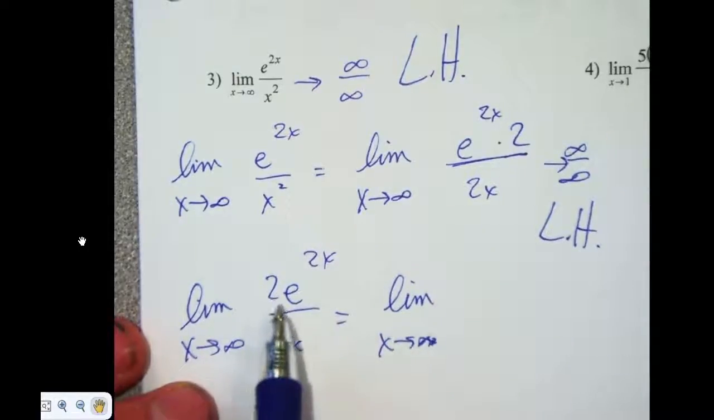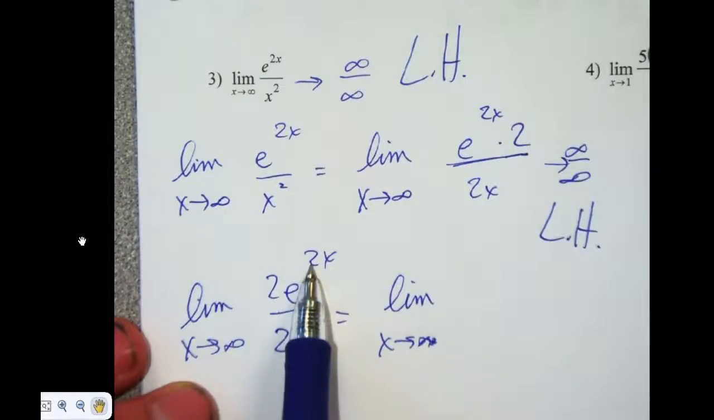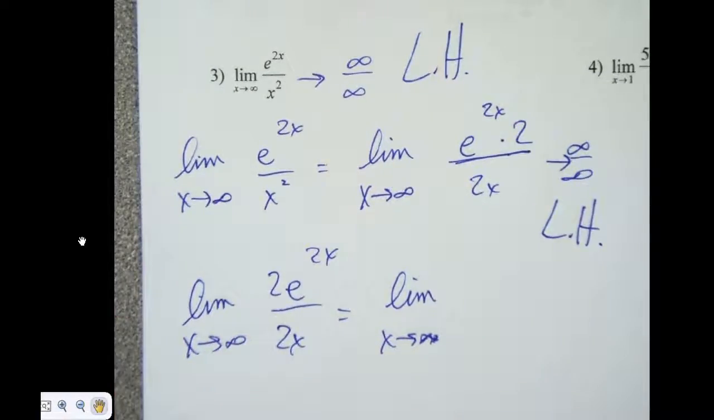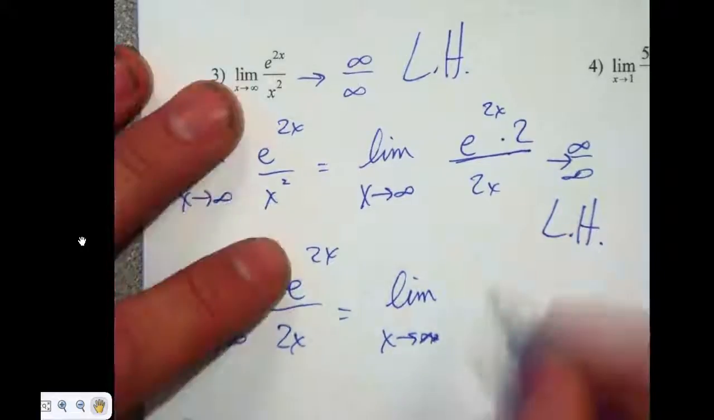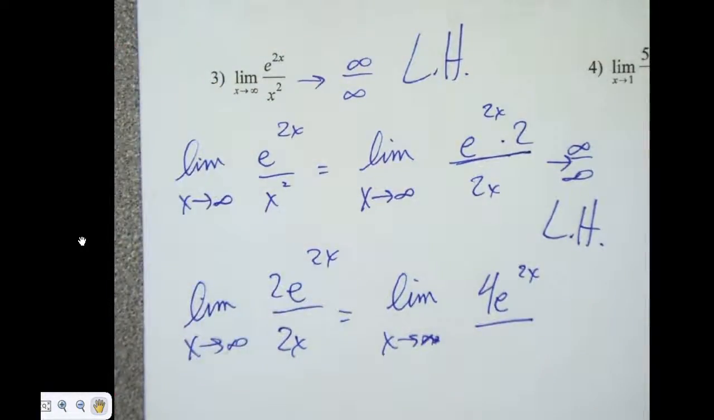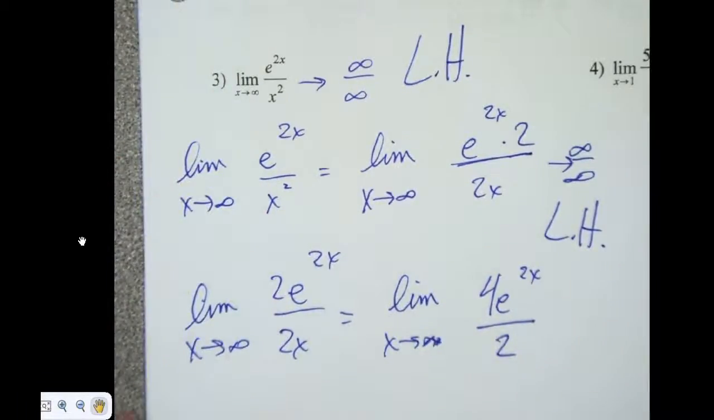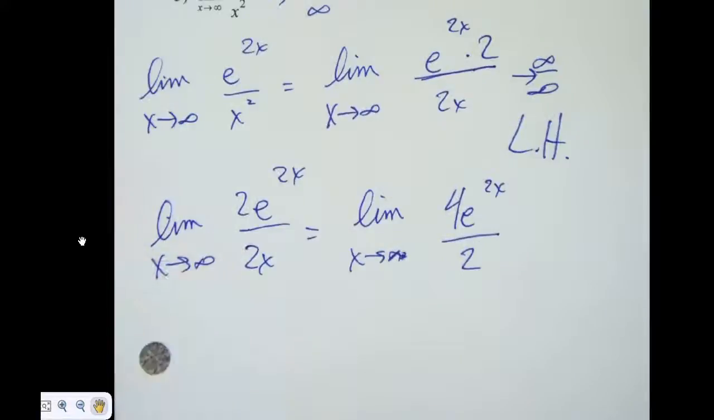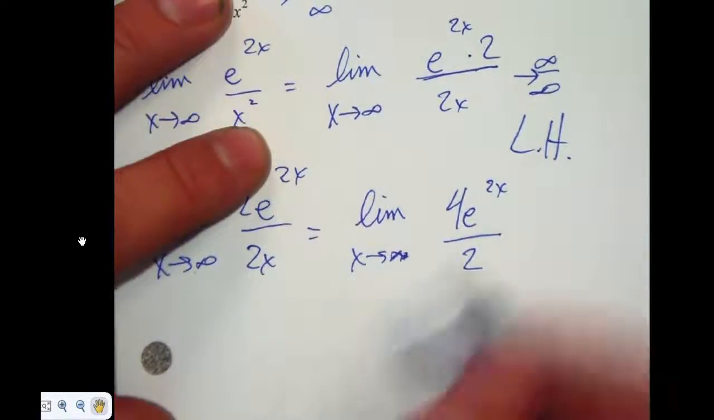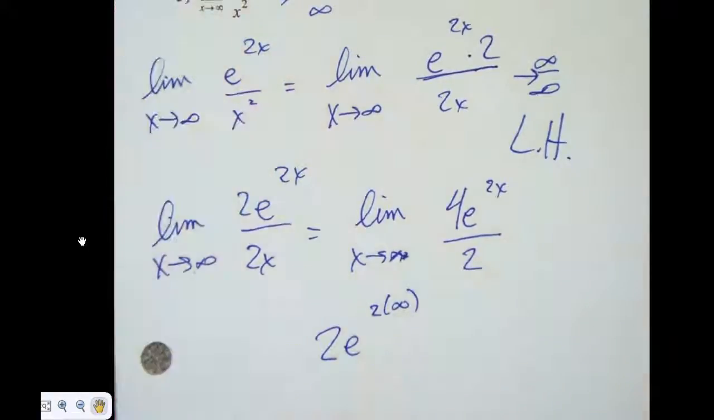So now, what's the derivative of 2e to the 2x? Wouldn't it be 2e to the 2x times 2? So 4e to the 2x? And what's on the bottom? 2. 4 over 2 goes away, right? So this becomes 2e to the 2 times infinity power.